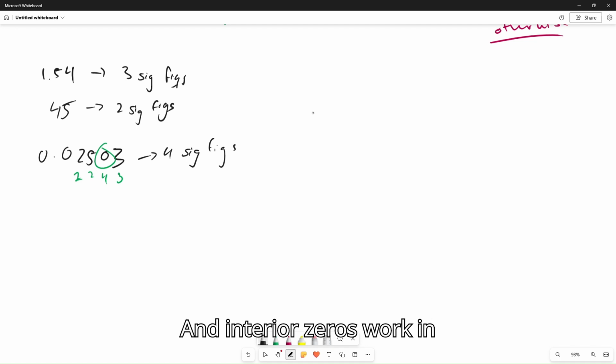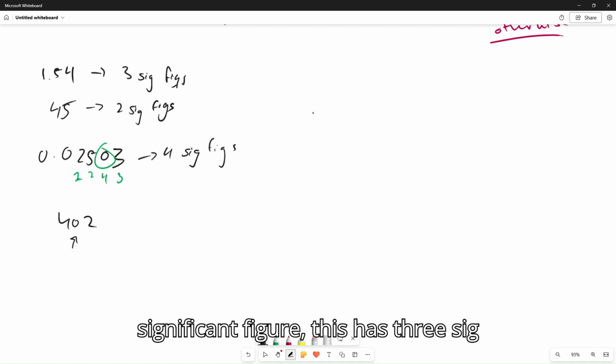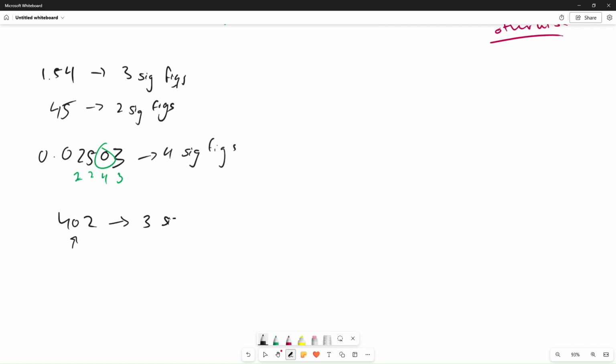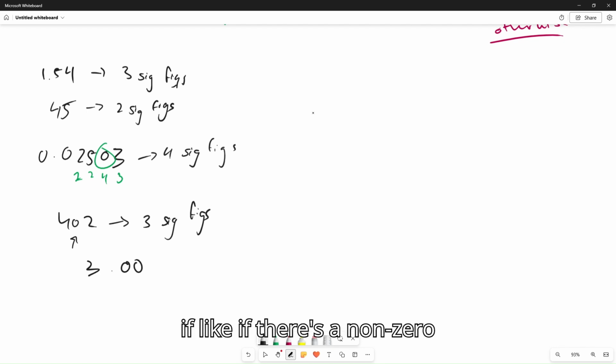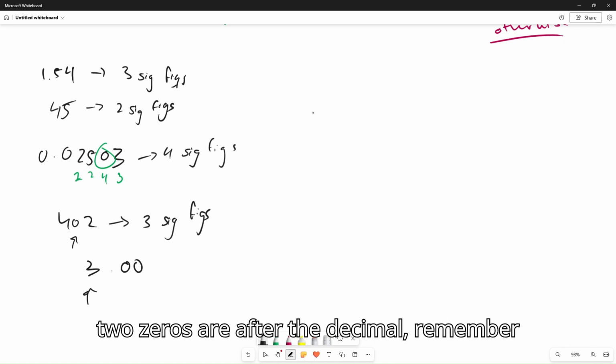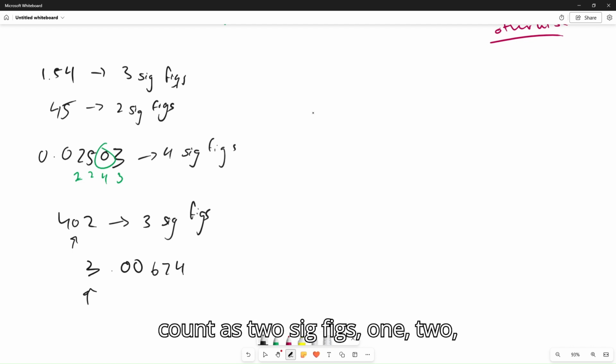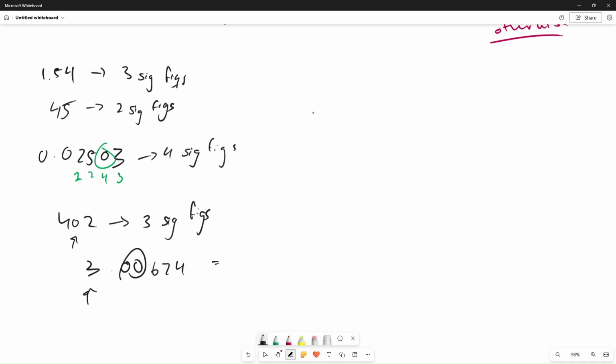And interior zeros work in decimals, so that means this counts as a significant figure. This has 3 sig figs. And if there's a non-zero before the decimal and the interior zeros are after the decimal, remember that this also counts. So that means these count as 2 sig figs, 1, 2, 3, 4, 5, 6. 6 sig figs.